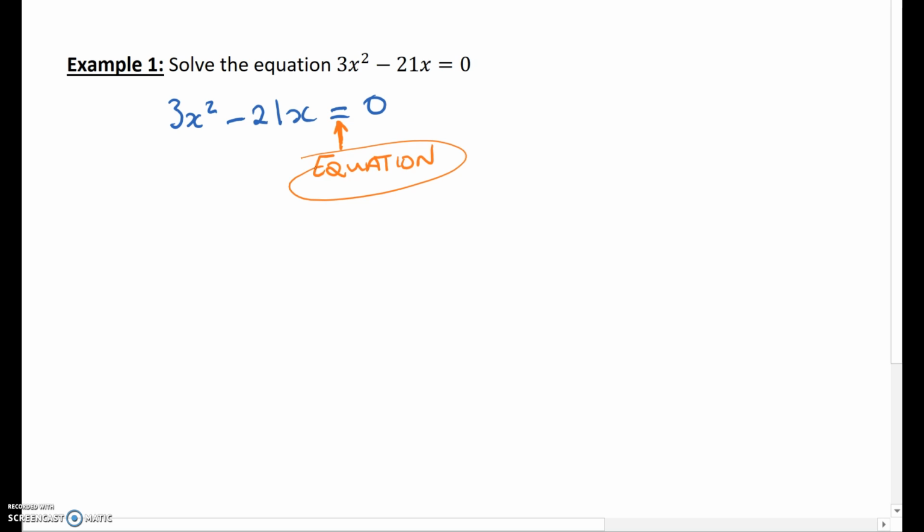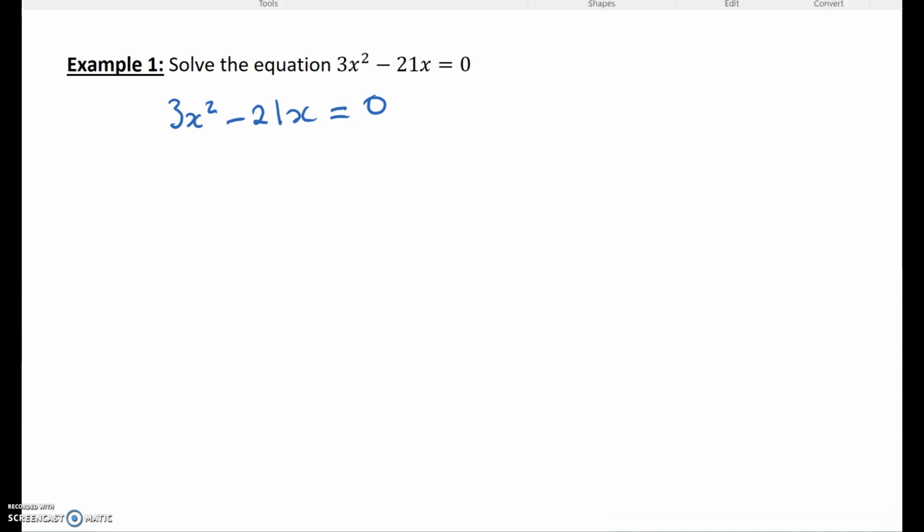Right, let's get rid of that. But remember that. When there's an equal sign, you've got an equation. You can solve that, which means basically you've got to find what x is. We're going to use factoring to solve it. So we'll go through it the same way we did the last time.